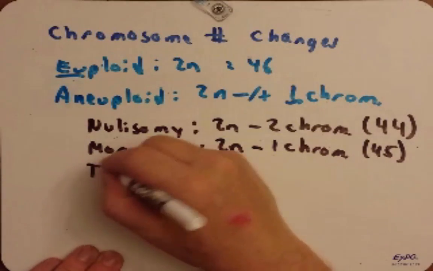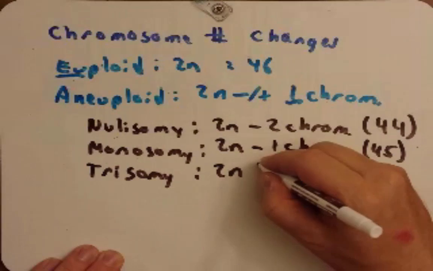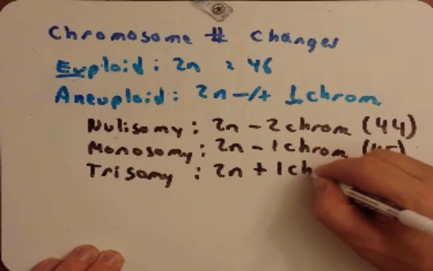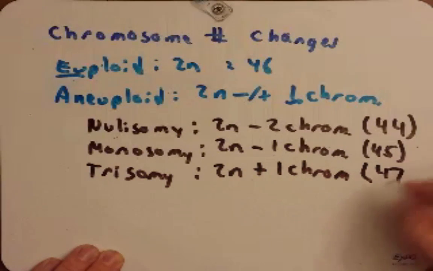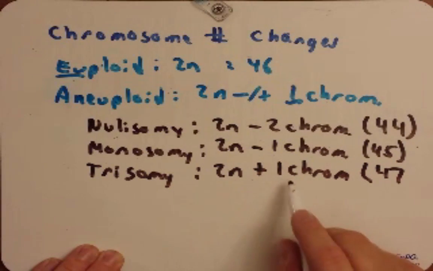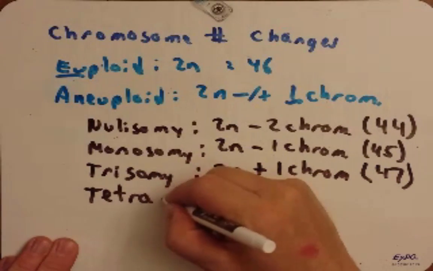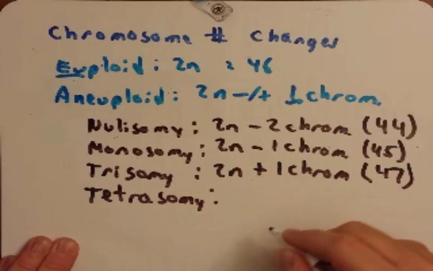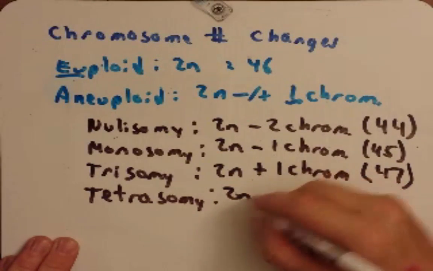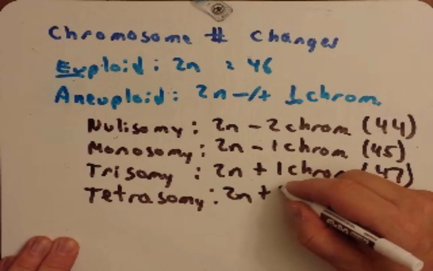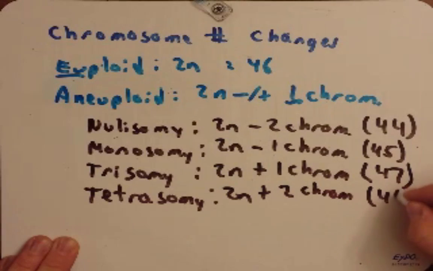We could also have a trisomy. And this would be a 2n plus 1 chromosome. In this case, we would have 47 chromosomes: 46 chromosomes for our diploid plus 1 more for 47. And finally, we could have a tetrasomy. These would be the most common deviations from the euploid of 46 chromosomes. Tetrasomy would be 2n plus 2 chromosomes. So that would give us 48 chromosomes.